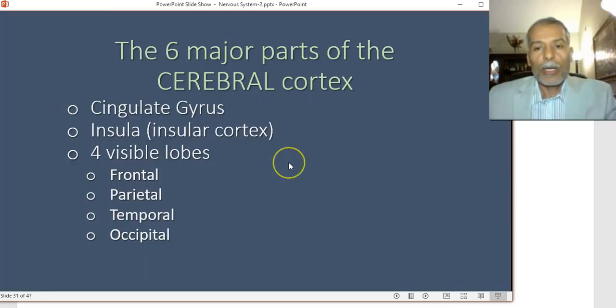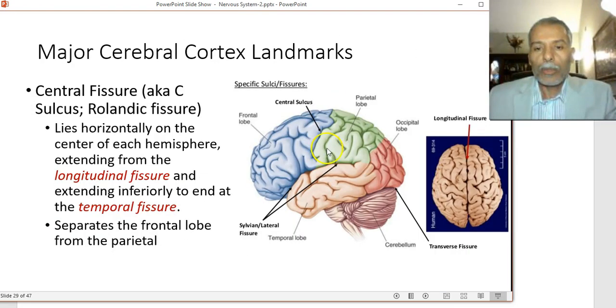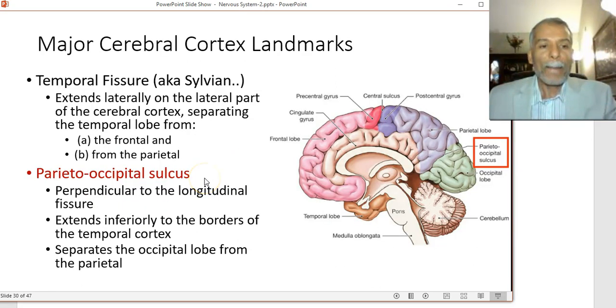The temporal fissure, I show it to you again here, which is that line between the temporal lobe and the frontal and the parietal. It separates the temporal cortex from the frontal cortex and the parietal cortex. The plural of cortex, by the way, is cortices. And then we have the parieto-occipital sulcus that separates the parietal lobe from the occipital lobe, between the purple line and the green line, right here.